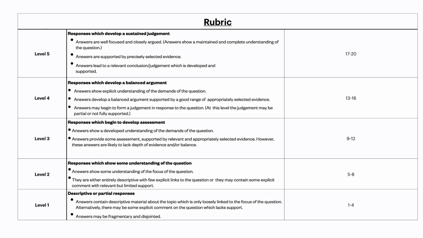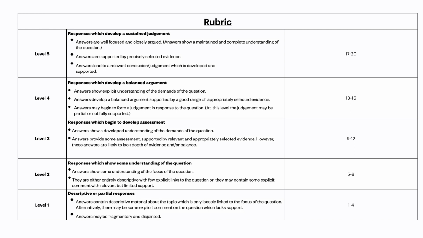These go up to level 5. All of the B's go up to a level 5. So here you have a sustained judgment, you're well focused, and you closely argued your points. You've maintained a complete understanding of the question. You didn't ramble off onto something else. You stayed on point. Answers are supported by precisely selected evidence. You didn't put things in there that had nothing to do with the actual topic. All of your answers had evidence to support them, and it was very well chosen. And all of your answers lead to a relevant conclusion or judgment that you've developed and supported throughout your paper.